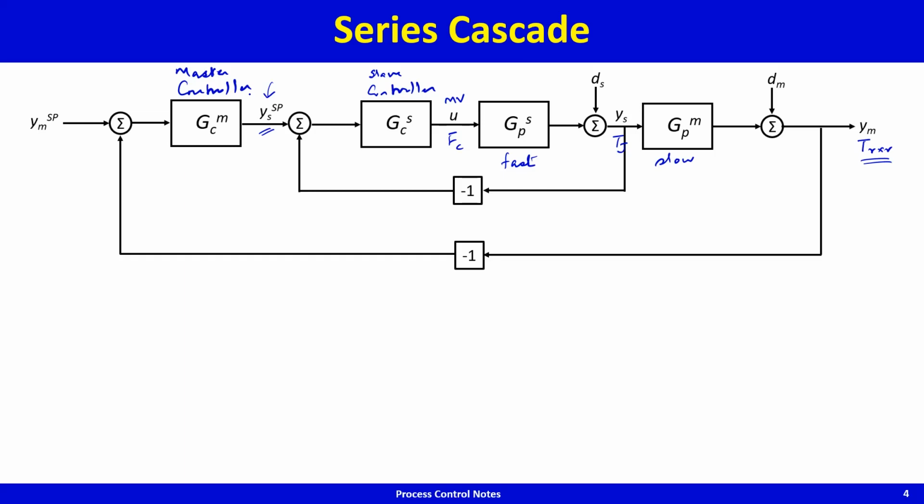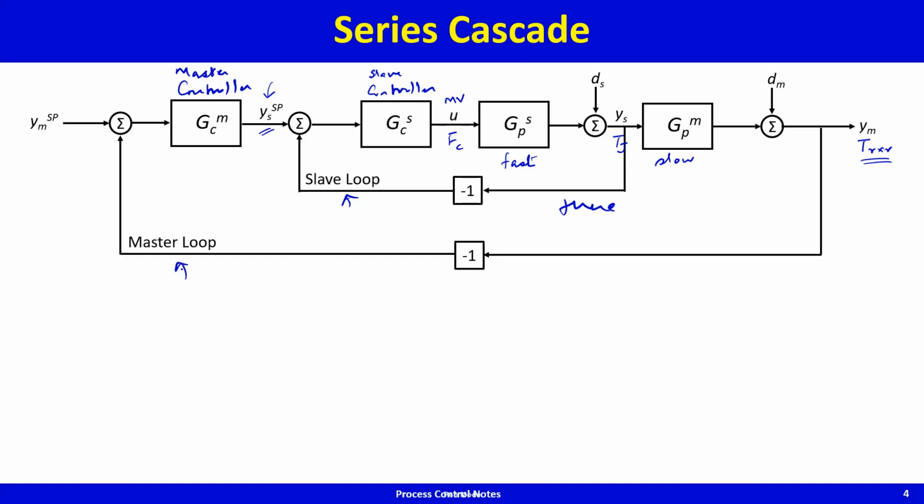Okay, so master controller. So this is the slave loop, and this is the master loop. How do we tune it? First, this loop is off. You tune the slave loop first, and then switch this on with the slave loop on, tune this guy. So the tuning for this block diagram would be: tune the slave loop first with the master loop switched off, and then tune the master loop with the slave loop switched on.